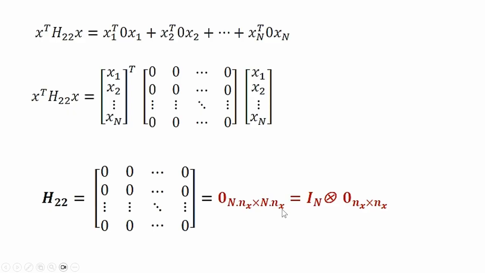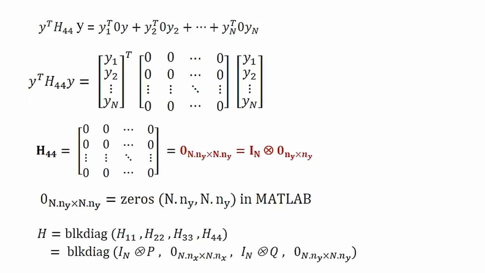Because x goes from k equals 1 to k equals n, or all the prediction horizon, is taken into account. So n times nx. And at each index we have nx number of states. Here also nx number of states. And so on. That's why in total we have n times nx number of elements. We have already done this for H33.